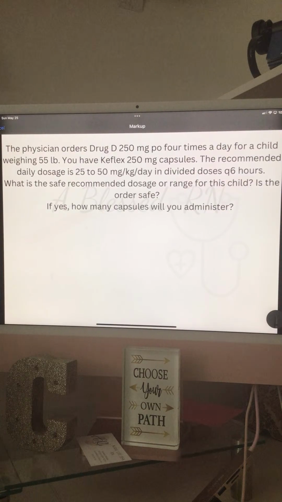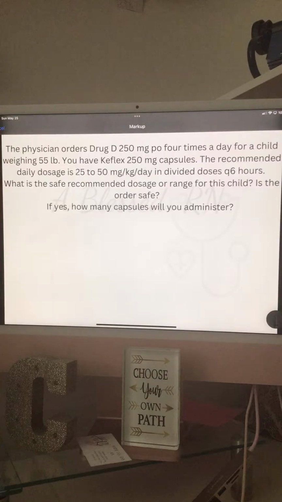The physician orders drug 250 mgs by mouth 4 times a day for a child weighing 55 pounds. You have Keflex 250 milligram capsules. The recommended daily dosage is 25 to 50 milligrams per kilogram per day in divided doses every 6 hours. What is the safe recommended dosage or range for this child? Is the order safe? If yes, how many capsules would you administer?